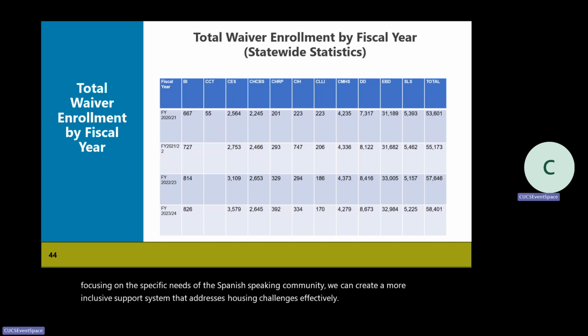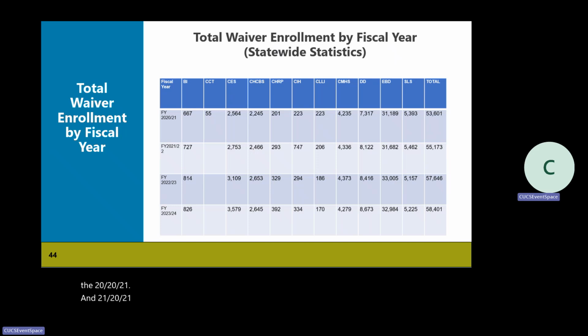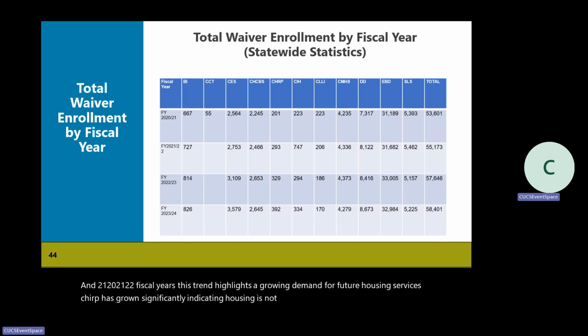I'd like to share an important slide from the Healthcare Policy and Financing that illustrates total waiver enrollment by fiscal year. As you see, there is a notable increase in enrollment between the 2020-21 and 2021-22 fiscal years. This trend highlights a growing demand for future housing services. CHIRP has grown significantly, indicating housing is not just a need among adults, but children as well. If you look, the CES enrollment is also up.